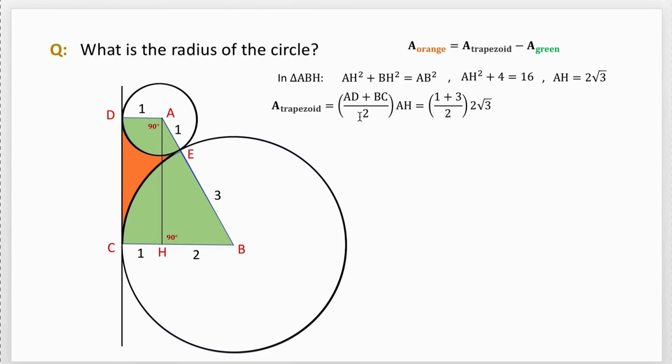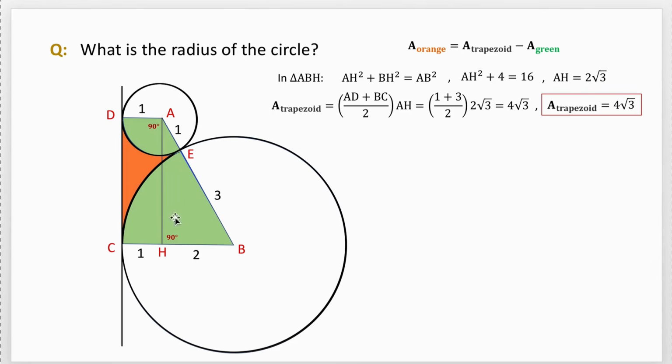If we substitute the lengths of AD, BC, and AH here, we get the trapezoid area as 4 square root of 3. Now we need A green to subtract it from A trapezoid and find the area of the orange region. To find the green sectors, we need to find angle A and angle B.